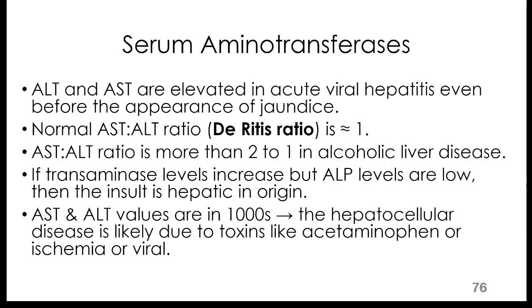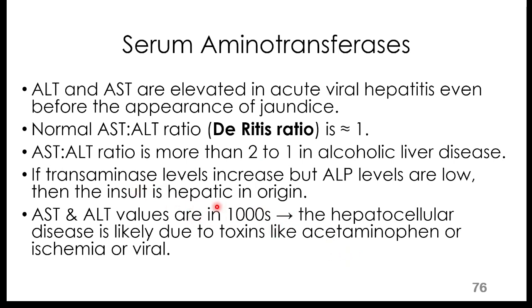And why is this? It's simply because the AST is removed from the serum by the liver sinusoidal cells twice as quickly, right? The serum half life of AST is 18 hours, whereas the serum half life of ALT is 36 hours. So because of this, even though AST is 2.5 times more than ALT in the liver cells, the ratio within the blood should normally be around 1 to 1. It should be around 1.